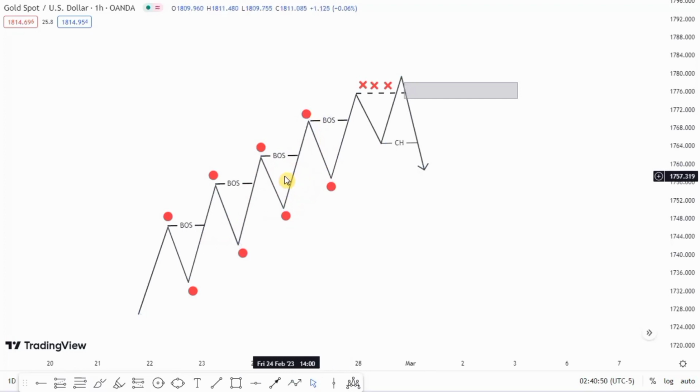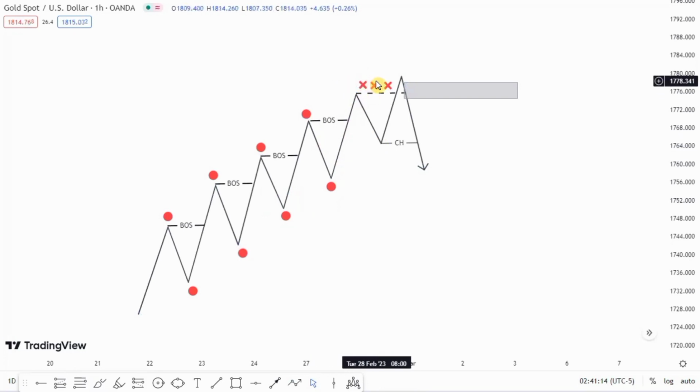So you see now, when the market comes back to that order block, it's going to push to the upside, and it's going to lead to another break of market structure. After that we have a return to the order block.